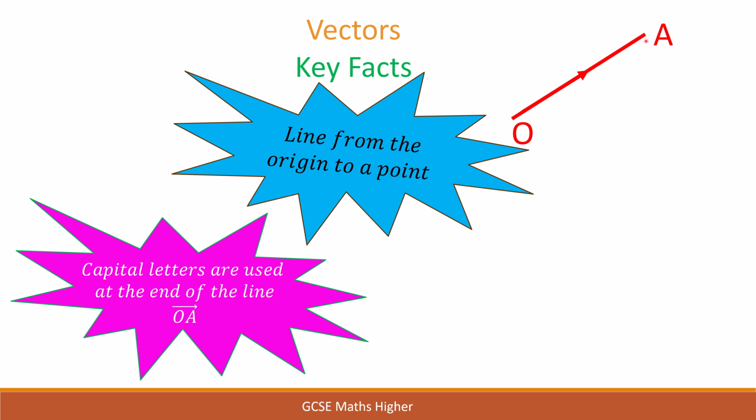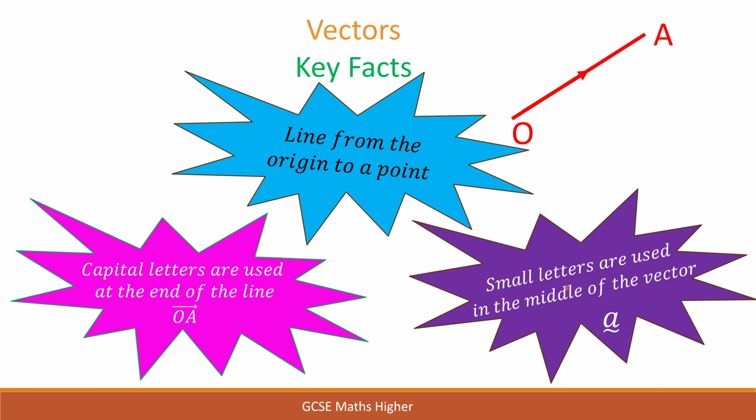We're just looking at this initial vector between 0 and A, which is written OA, and we need to use capital letters at the end of the line. So when we've got a line from here to here, we always use capital letters at the end. And 0 to A with this arrow over the top shows me I start at the point 0, which is this point here, and I go to point A. So that's what this vector means.